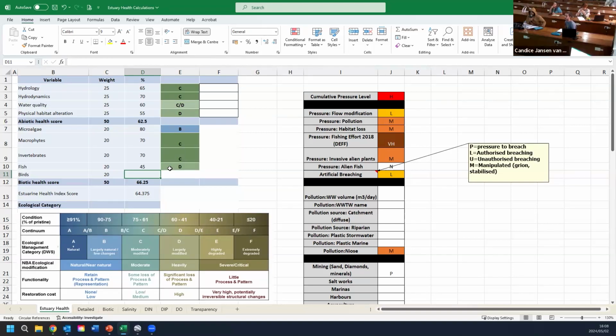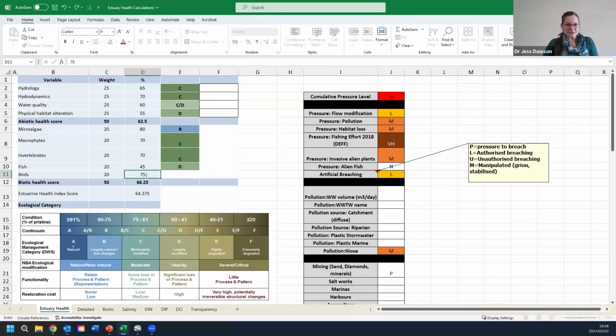Okay, because we have high invertebrates, we'll give it an 80. 75, 75. Okay, because also many of these bird species that we look at are what we call water bird species. Many also are piscivorous or fish-eating species. So you've also given your fish quite a low score, so it might translate.